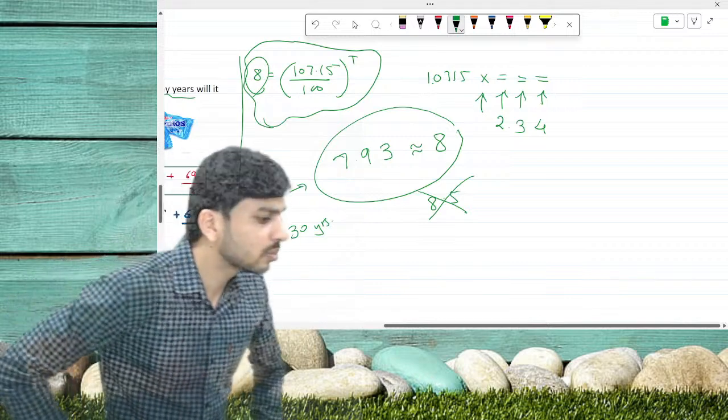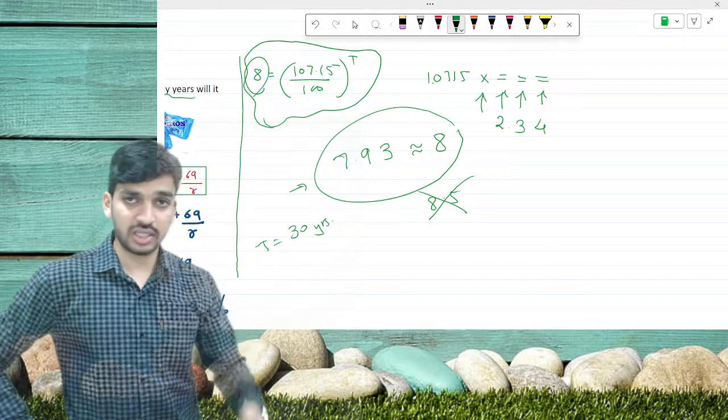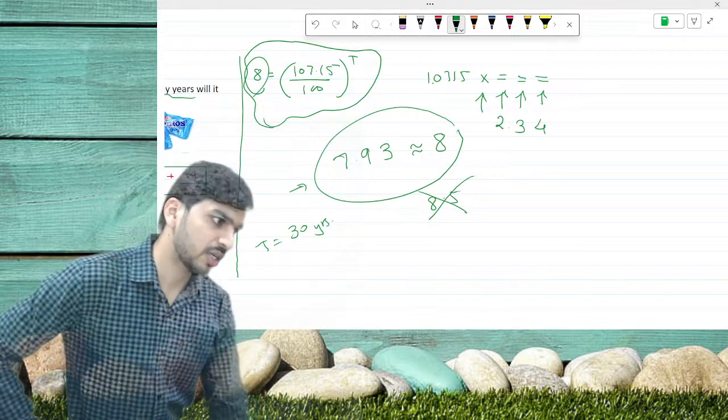Correct. Pranjal, this is the shortest trick.